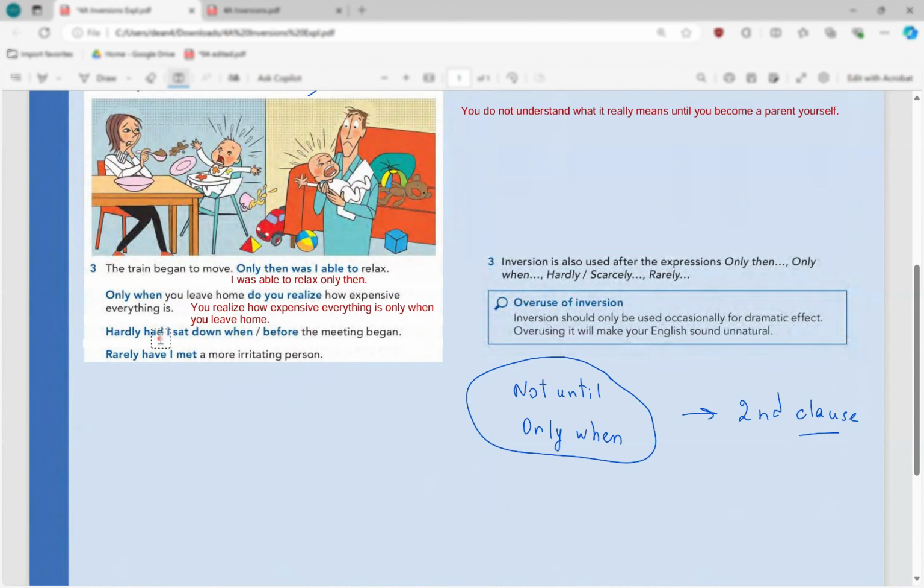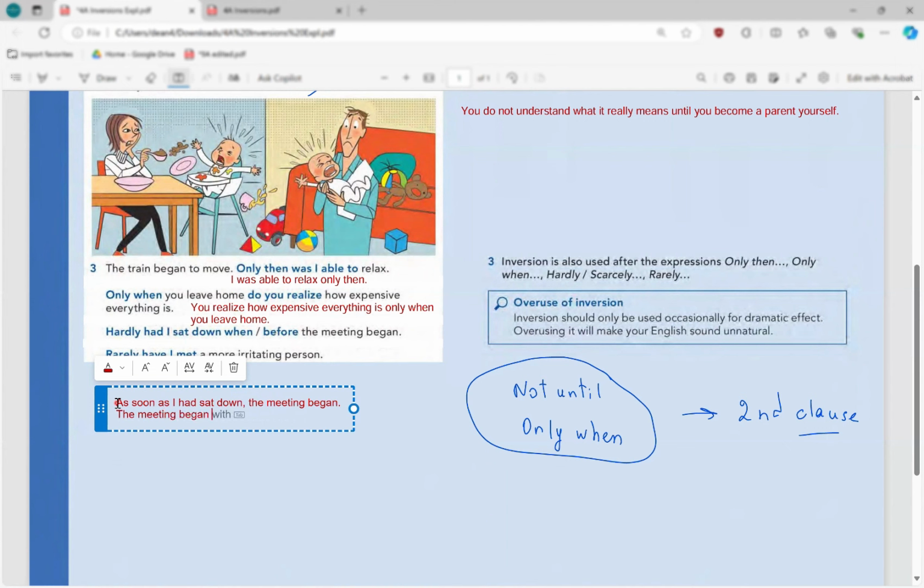Next example, hardly had I sat down. I can say when or before the meeting began. It's like as soon as I sat down, the meeting began. It'll be like as soon as I had sat down, the meeting began. Or I can also say hardly I had sat down, the meeting began. That's also fine, guys.